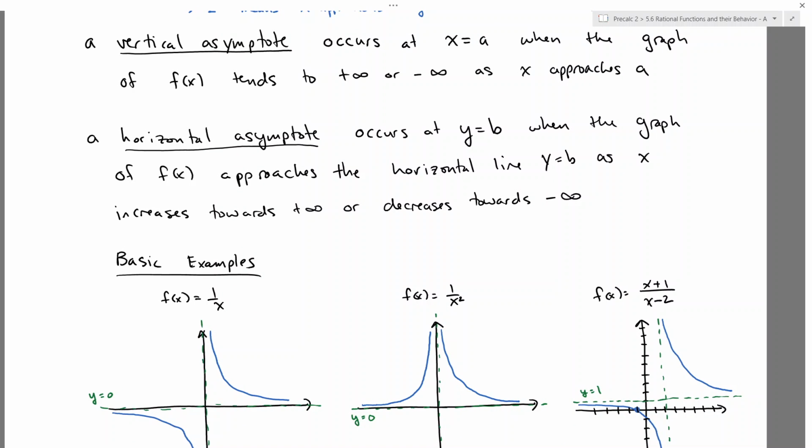An important feature of rational functions we're going to look for are what's called asymptotes, both vertical and horizontal asymptotes. So asymptotes are imaginary lines that the graph approaches but doesn't quite reach. Right, so we can look at some examples at these graphs below.